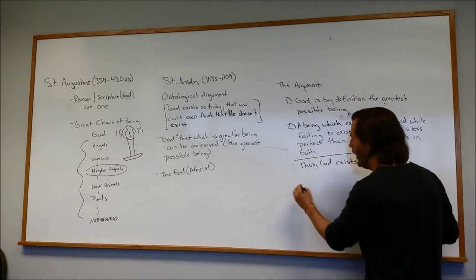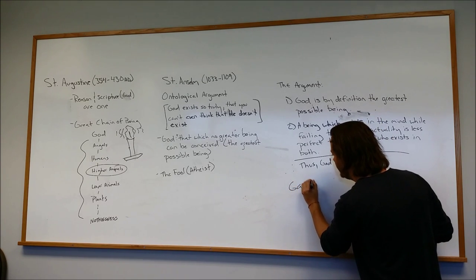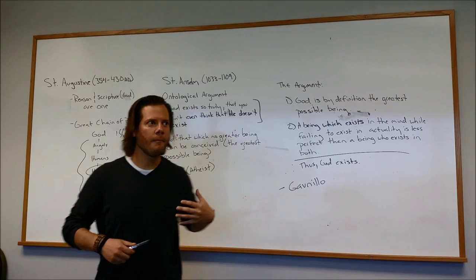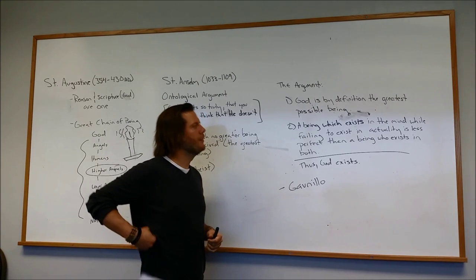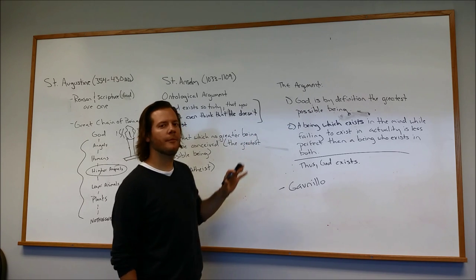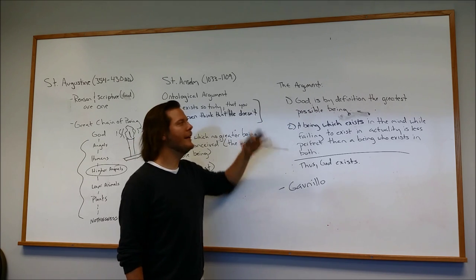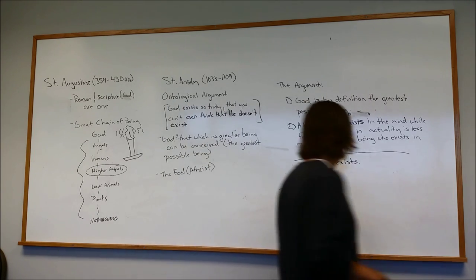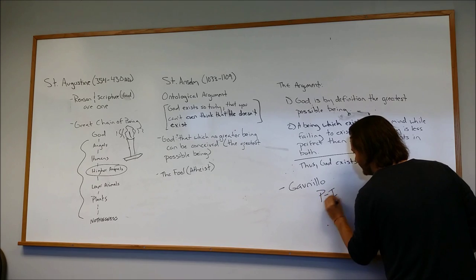Another famous Italian philosopher, Gaunilo, okay, who was a contemporary of, say, Anselm, had the same problem with this. And he says that this type of argument, if it were true, this is kind of a reductio ad absurdum, then it would prove the perfect existence of anything. And so what did he mean by that? And he comes up with this idea of what we call the perfect island.